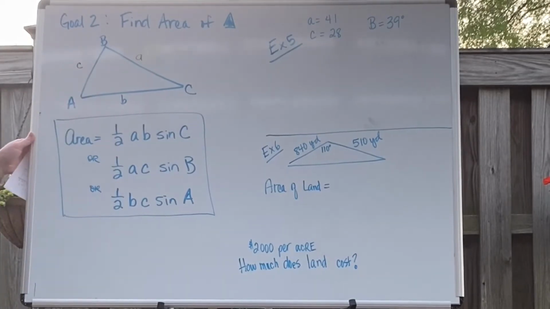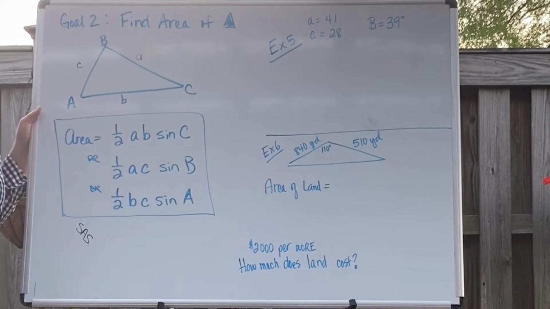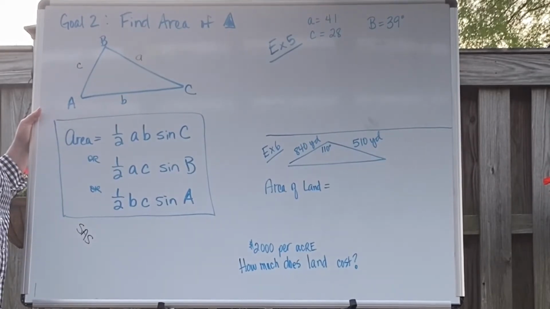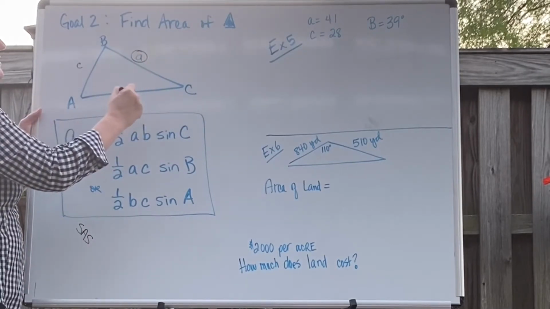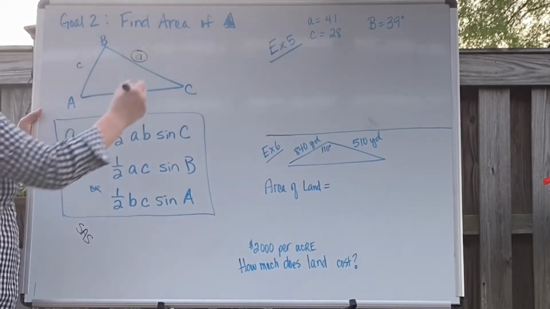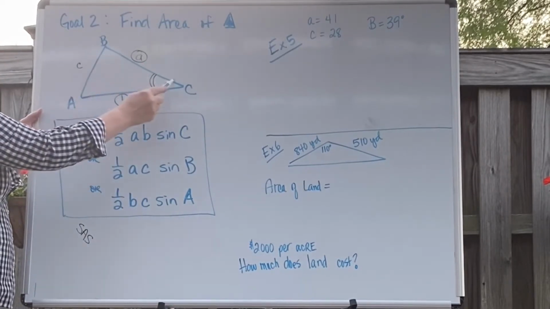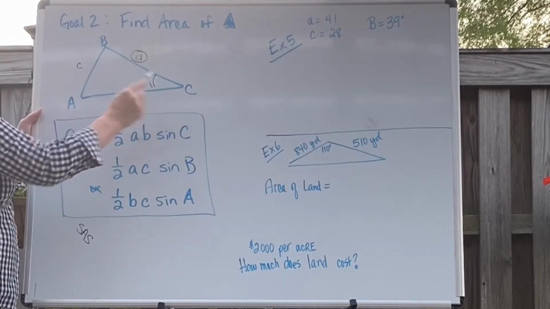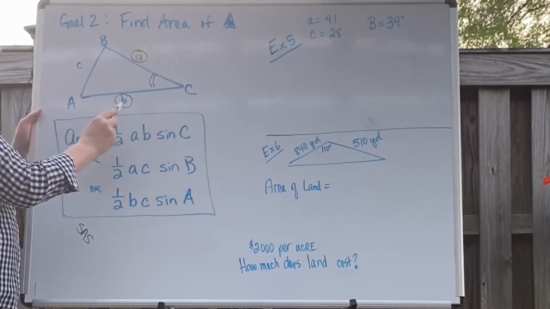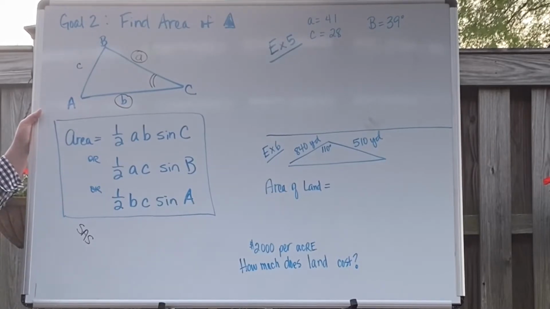Now what you're going to use this area formula for is to have in mind an SAS triangle. So let's talk about what an SAS triangle is. If you have an A and a B, C is the included angle right there. So when you have a side and another side, and those two sides make the angle, that's an included angle. When you have that SAS, this formula is handy to use to find the area. And that's what we're going to use.